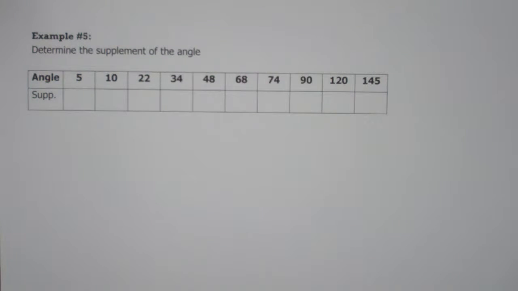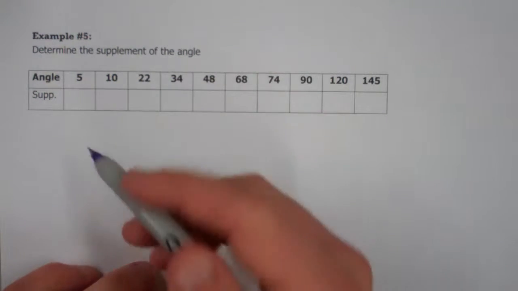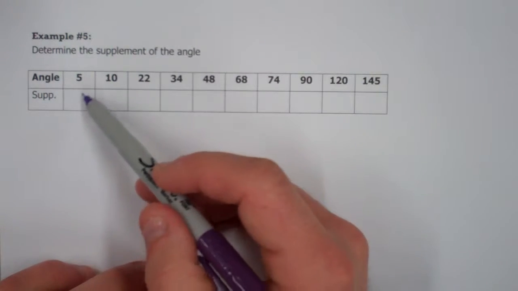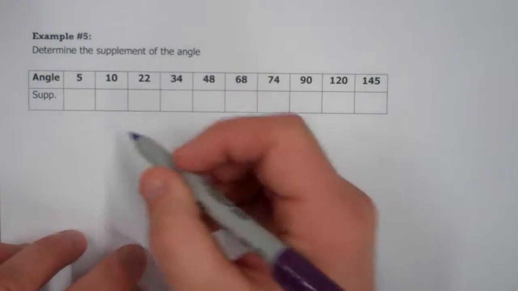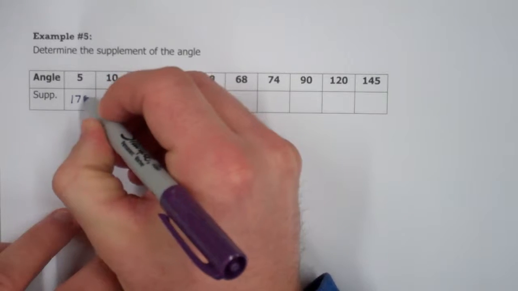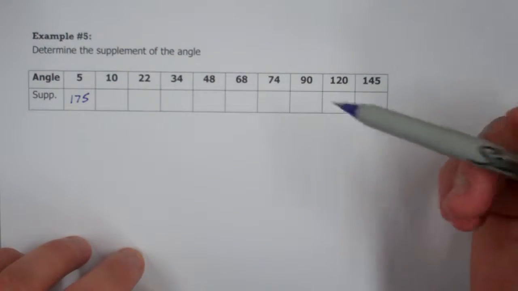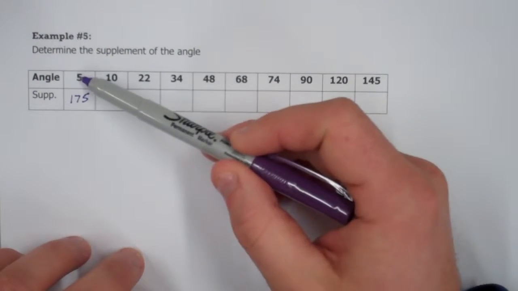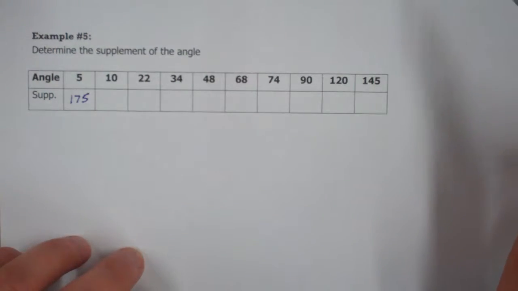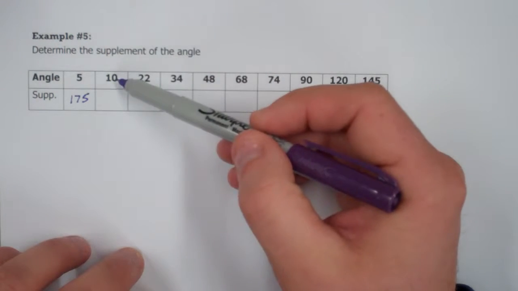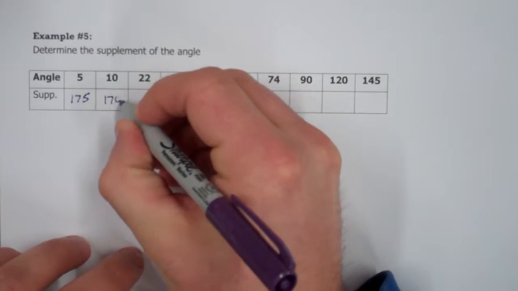In example 5, we're going to determine the supplement of the angle. So we have to think of an angle here. When we add it to 5, we get 180. And I think that's 175. Some of them you can do in your head. Another way to think about it is 180 minus this original angle is going to give us the supplement. If we take 180 and subtract 10, we get 170.